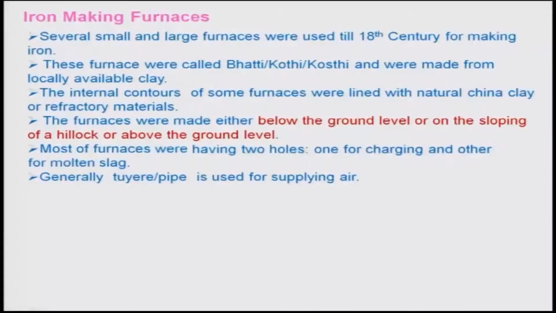The furnaces were made either below the ground level, on the slope of a hillock, or above ground level. There are various kinds one can see, and most furnaces had two holes, one for charging, the other for the passage of molten slag. And generally tuyere and pipes were used for supplying air.